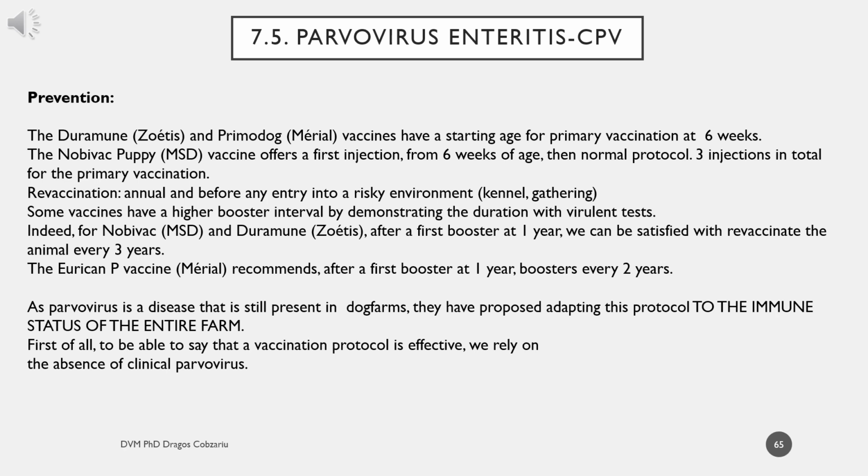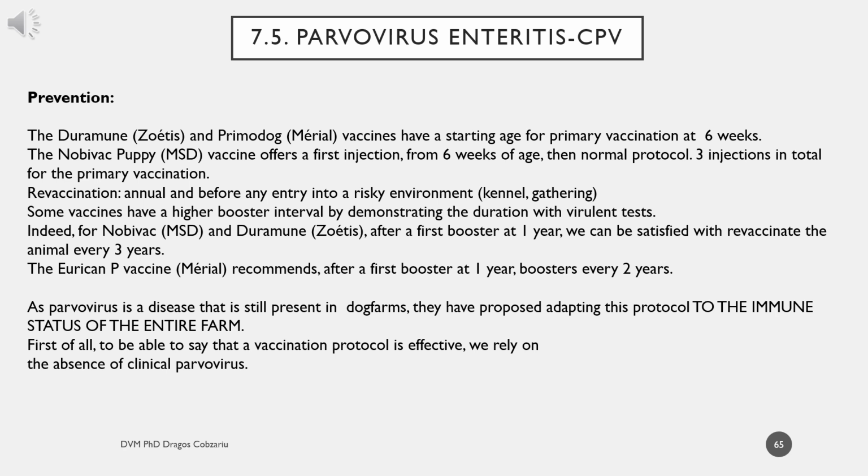Kennel, gathering. Some vaccines have a longer booster interval, demonstrated by duration of immunity with virulent challenge tests. Indeed, for Nobivac, MSD, and Duromon, Zoetis, after a first booster at 1 year, we can be satisfied with revaccinating the animal every 3 years. The Eurocan P vaccine, Merial, recommends, after a first booster at 1 year, boosters every 2 years.